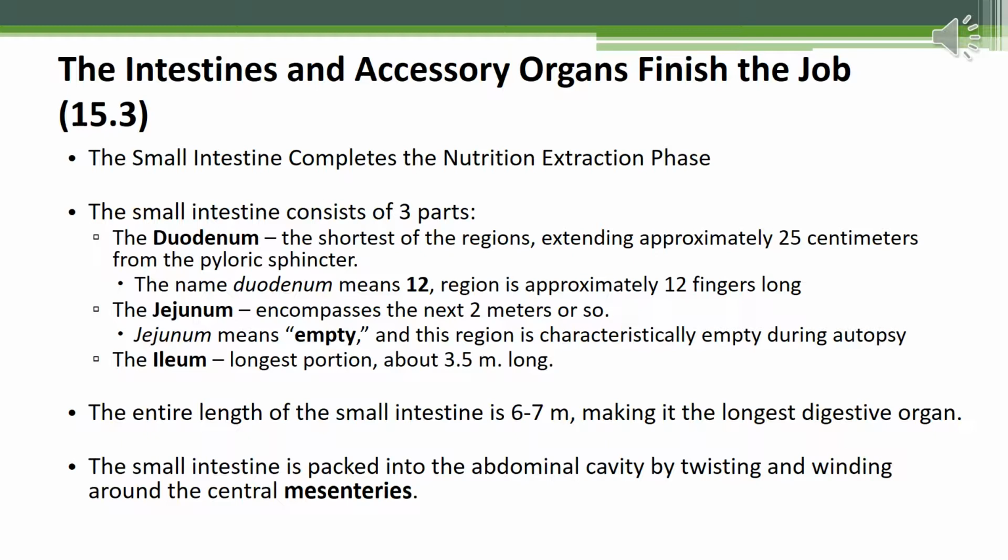The small intestine is packed into the abdominal cavity by twisting and winding around the central mesenteries, and these mesenteries are basically just clear connective tissues which connect parts of the small intestine to other parts of the small intestine so it doesn't get moved into a position that would be uncomfortable.